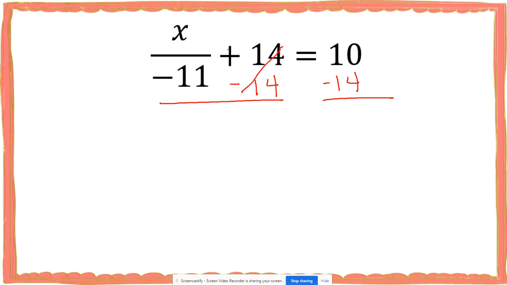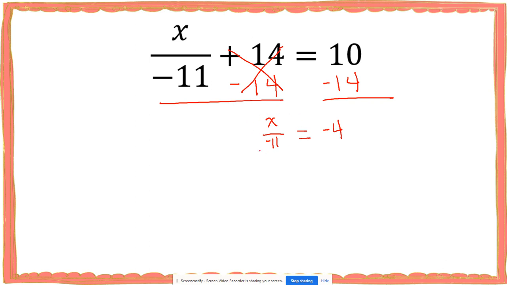14 minus 14 cancels each other out because they combine to make 0, and I'm left with x over negative 11 on this side of my equation. I'm going to bring down my equal sign, and then on this side, I'm going to subtract 10 minus 14. 10 minus 14 gives me negative 4.